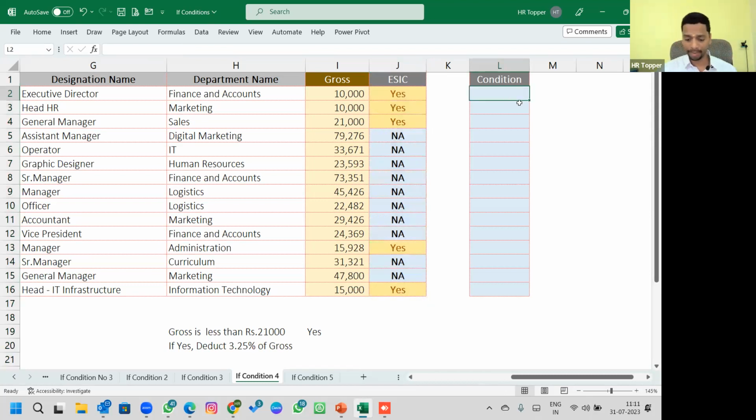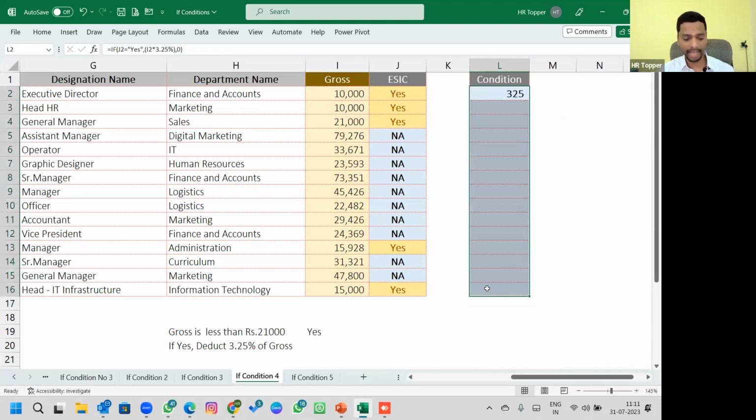So how is the formula here? If this is equal to yes, hope you remember why I'm putting the double quote. If this is equal to yes, then what? Yes means ESIC is applicable. So if it is yes, remember two things, bracket, gross into 3.25 percentage and close the bracket. So if it is true, then deduct 3.25. And if it is false, comma, now the second condition, the last condition, give me 0.